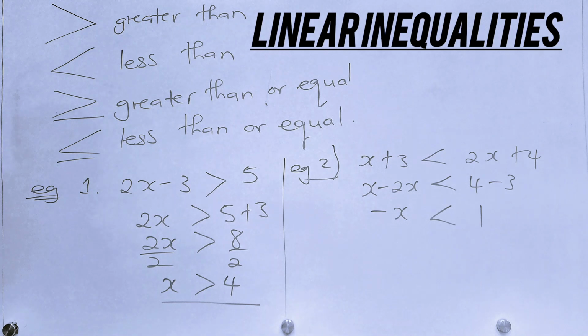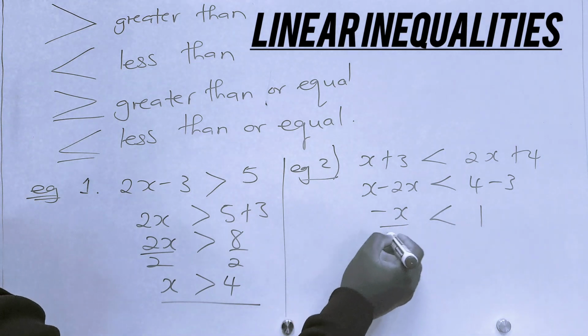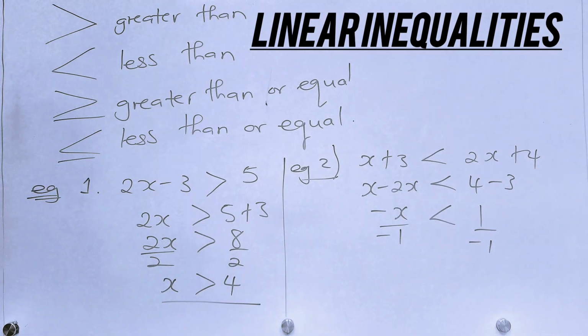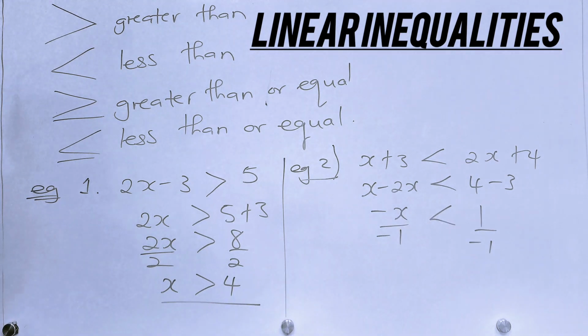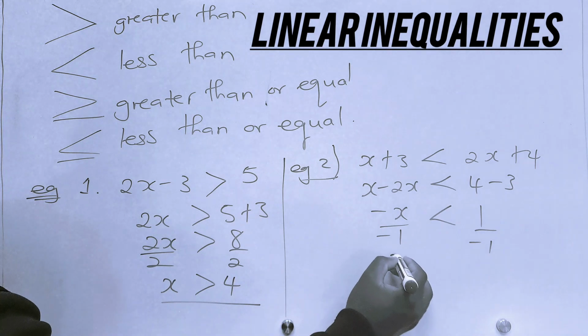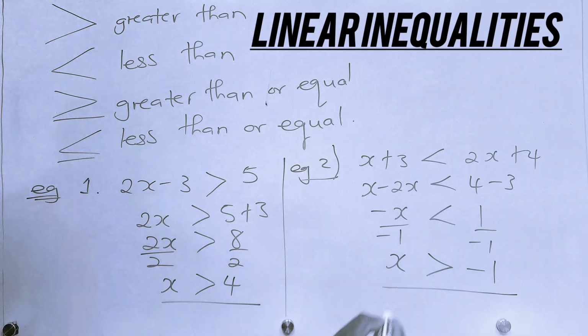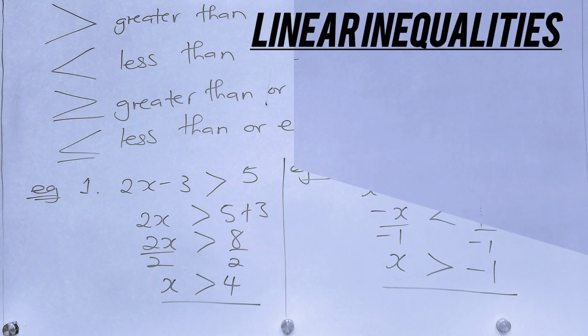But we want to solve for x, we don't need minus x. So we need to divide by negative 1 throughout. Negative 1, negative 1. Once we divide by a negative in inequalities, this sign is going to change, or it is going to face the opposite direction. So this will be x greater than, then this one is now minus 1. That's how we solve linear inequalities.